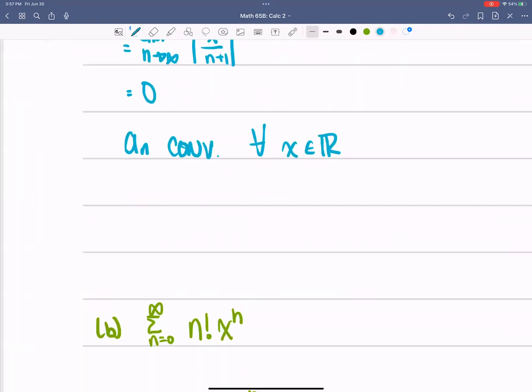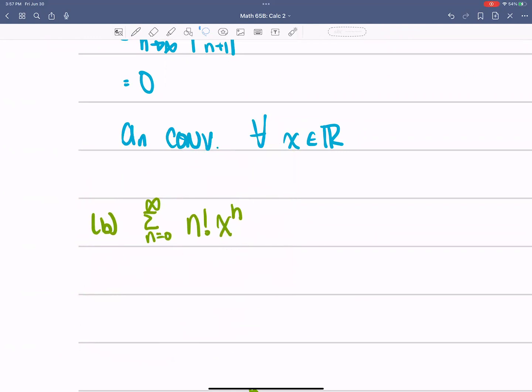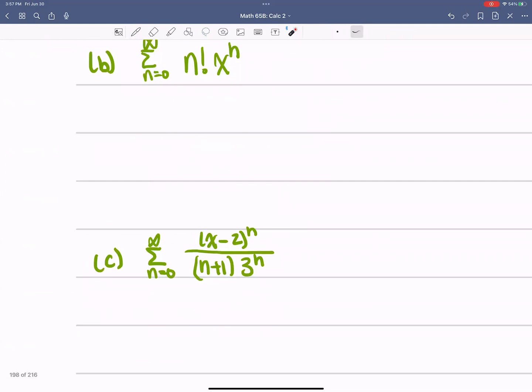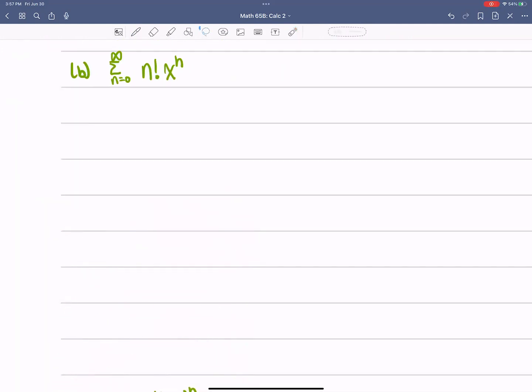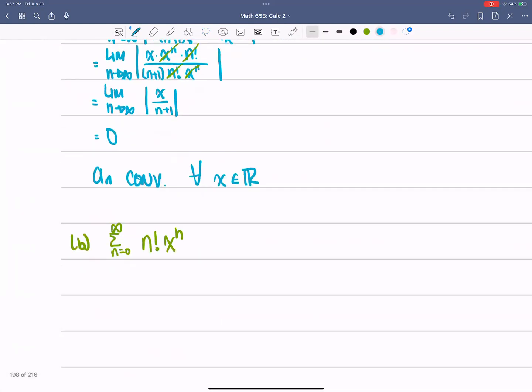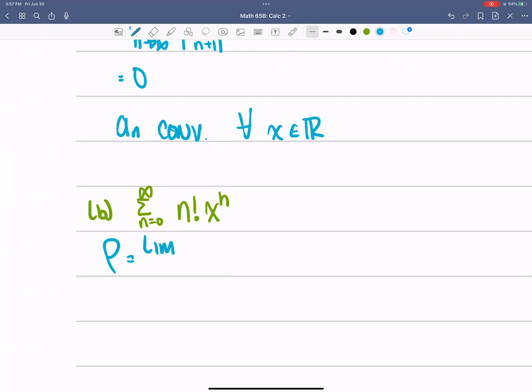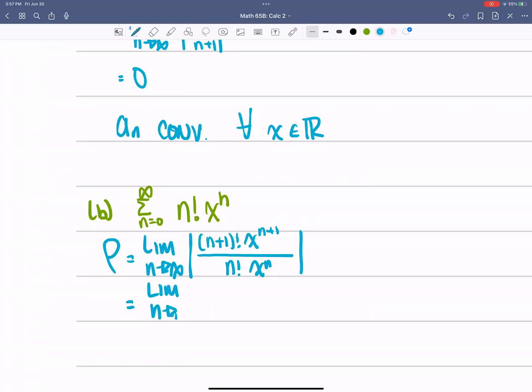Let's take a look at the next one. Hopefully we could use the same thing. That was pretty easy, and because we have that n factorial, it looks like we could apply our ratio test. So again, rho is equal to the limit as n approaches infinity of a sub n plus 1 over a sub n. I'm going to do a sub n plus 1 times the reciprocal. Oh, well, we don't have any fractions here, so we could just do it in the same line: n plus 1 factorial x to the n plus 1 over n factorial x to the n, limit as n approaches infinity.